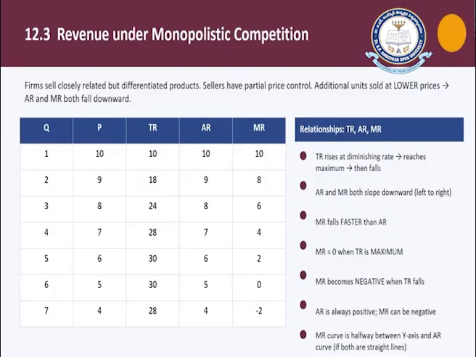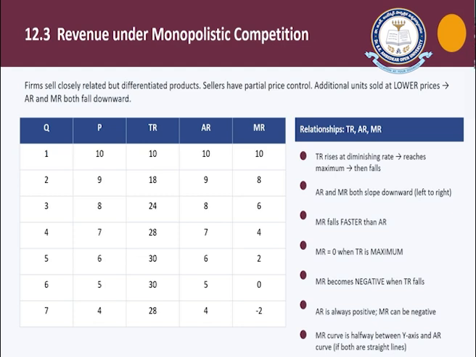I hope you will be able to understand this table, which shows how to calculate TR, AR, and MR. Just to quickly glance again, total revenue comes from quantity times price, so here it is 10, 18, 24, 28. AR is the average revenue, how much you get per unit. Price and AR are equal, whereas marginal revenue is not equal.